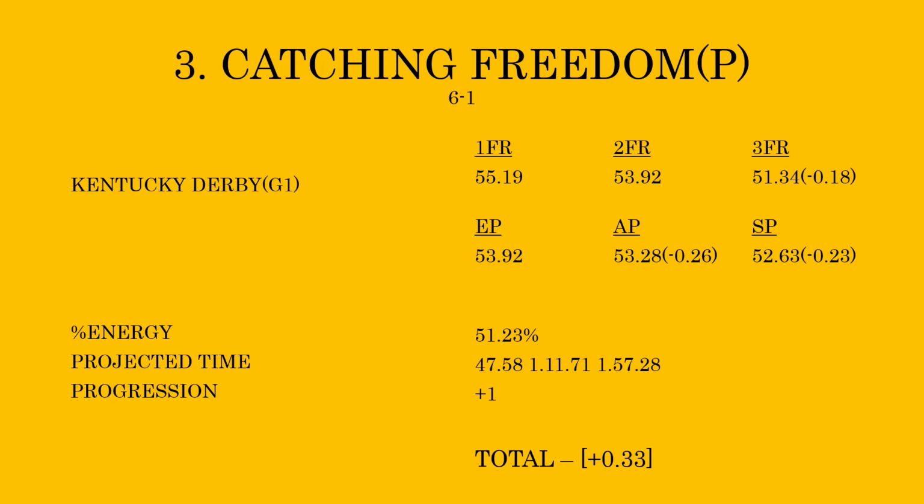I have some questions about the race shape for Catching Freedom. I really like this horse, but I just wonder about that. It's certainly a positive that Brad Cox is putting him in this race because he doesn't normally do that. And so for progression, we'll add a point and give him a plus 0.33. So he's right at about average in terms of the pace fractions.